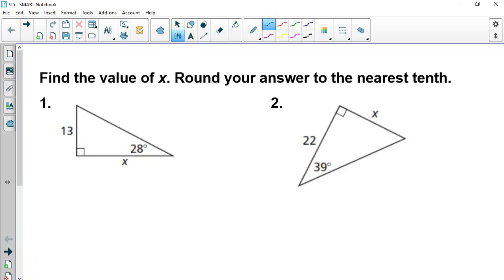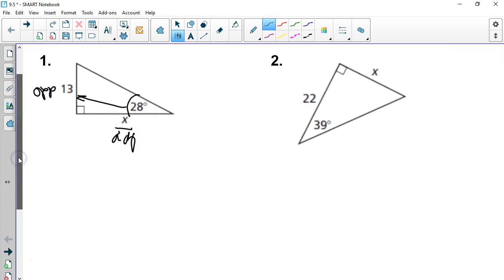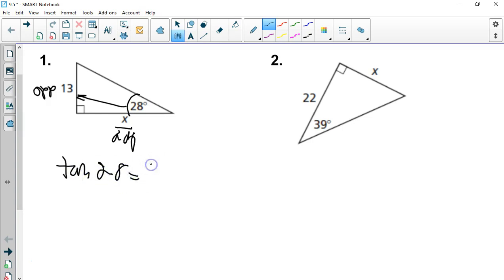So 9.5. Just a quick little review of 9.4, tangent ratio. How I know it's a tangent ratio? Because I'm looking at my angle here, and I have opposite and adjacent. Okay. So quite simply, we say the tangent of 28 is opposite over adjacent. And hopefully you remember the little trick, whenever x is on the bottom, we just switch places. So x equals 13 divided by tangent of 28.